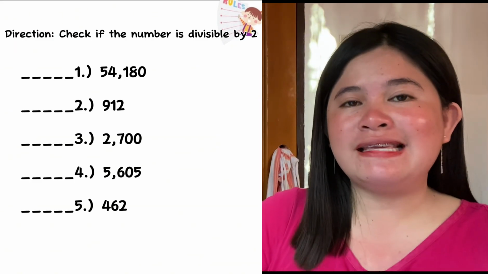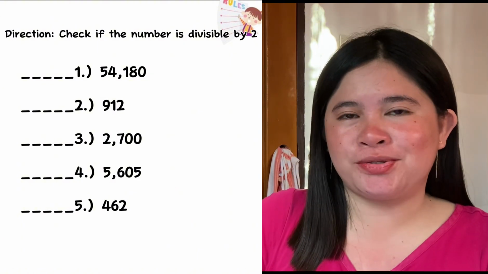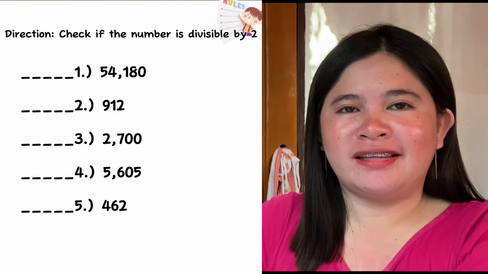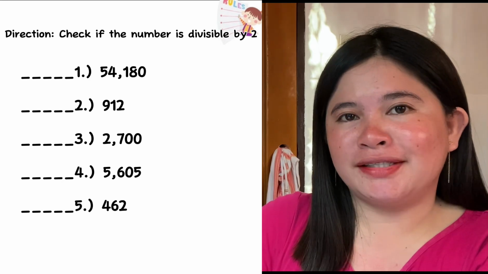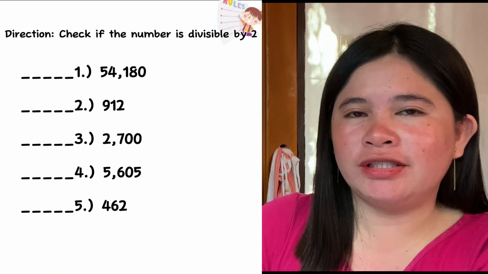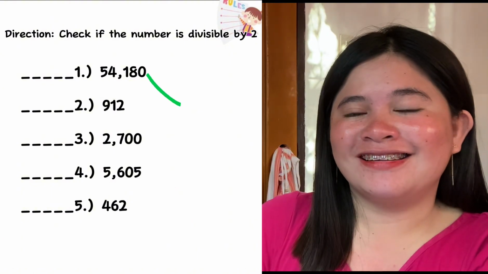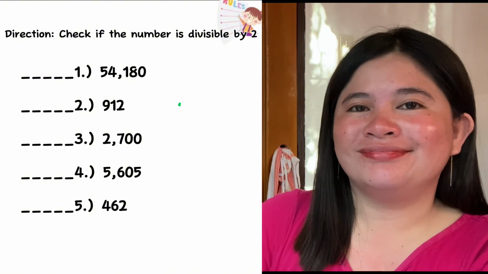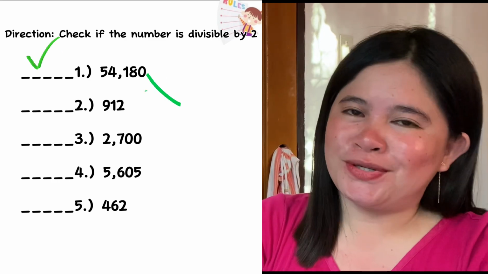Now, let's have these numbers. You check if the number is divisible by 2. For number 1, that is 54,180. Alright. Is that an even number? Or try to look at the digit in one's place. That is 0. So, that is divisible by 2.